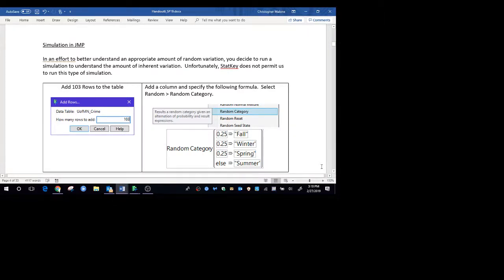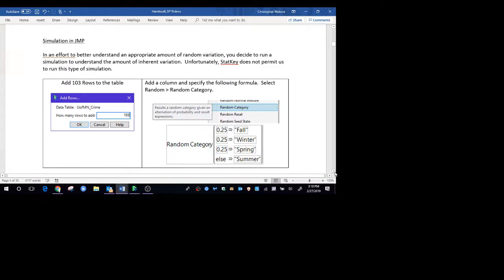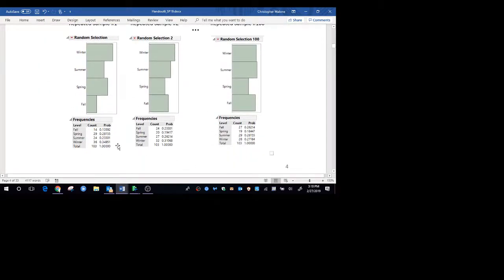Again, StatKey doesn't have this easily set up for us to do these simulations for a situation where I have several parameters. So page 4 here shows you just how to set that up in JMP. And then I can go ahead and get those repeated samples. For this first repeated sample, I got the values 14, 29, 24, and 36. For the second one, I got 24, 20, 27, 32, you can see here, and so on.